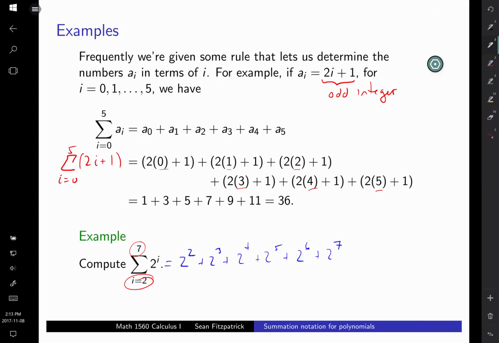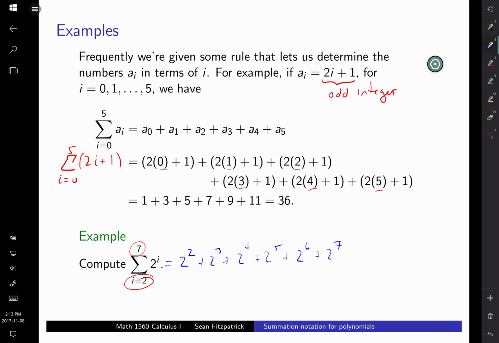And then we add these numbers up. You might have encountered things like this before. There are ways of figuring out what this sum is. There are formulas. This is an example of what's called a geometric sum.